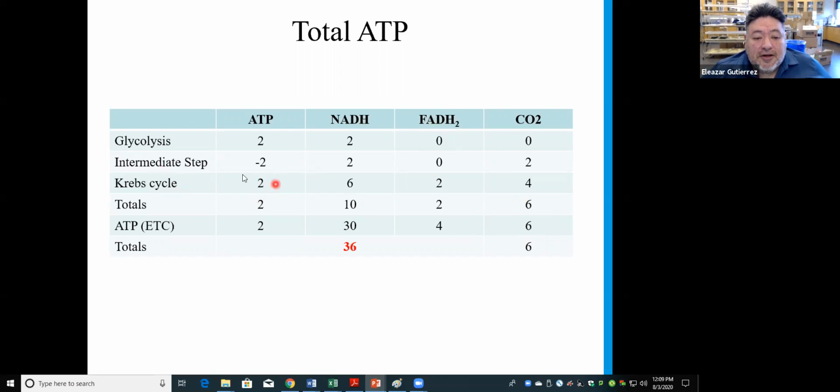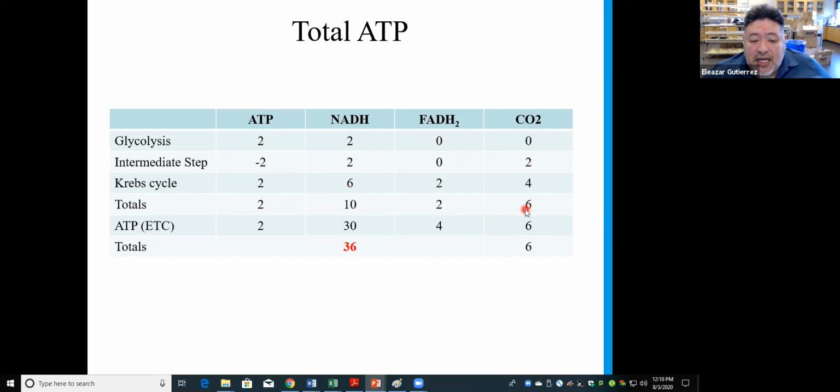Okay, where was I? Krebs cycle. 2 ATP, 6 NADH, 2 FADH, and 4 CO2s per sugar. This is all per sugar. Totals. Now what I've done in the totals is I've added all these down here. So 2 minus 2 is 0, plus 2 is 2. 2 plus 2 is 4, plus 6 is 10. 0 plus 0 plus 2 is 2. 0 plus 2 plus 4 is 6.